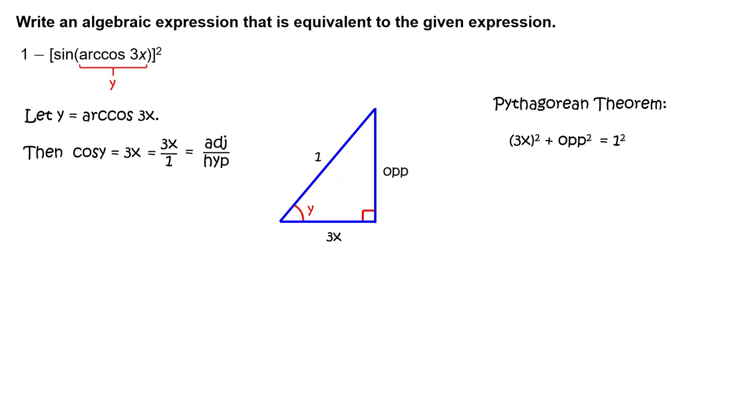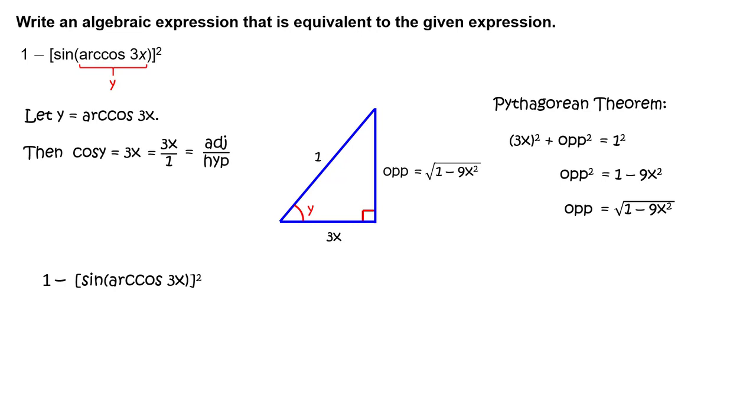Use the Pythagorean theorem to find the length of the side opposite to angle y. Write (3x) squared plus the length of the side opposite to angle y squared equals 1 squared. Simplify and subtract 9x squared from each side of the equation to get the length of the side opposite to angle y squared equals 1 minus 9x squared. Take the positive square root of each side to get the length of the side opposite to angle y equals the square root of the quantity 1 minus 9x squared.